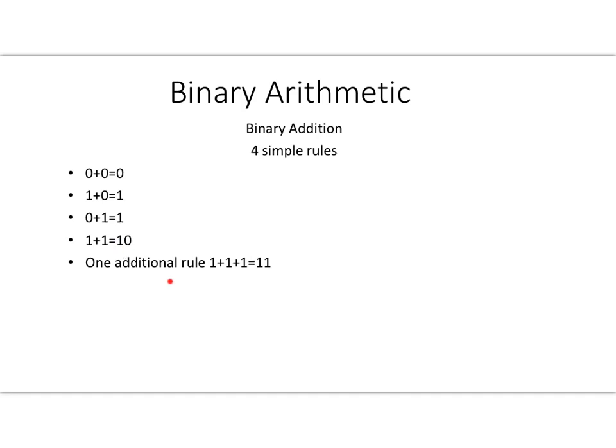One additional rule that we'll need is 1 plus 1 plus 1. Of course, 1 plus 1 plus 1 is 3, but 3 in binary is 1, 1.